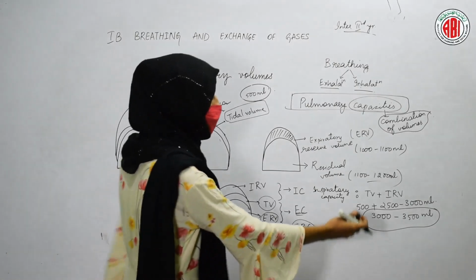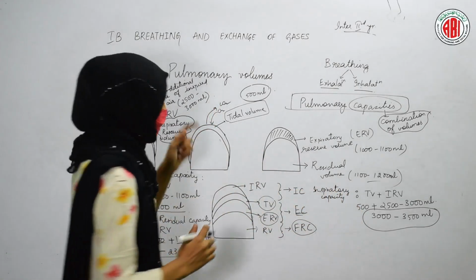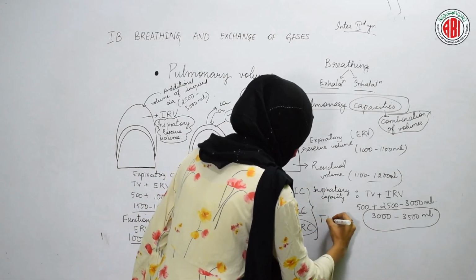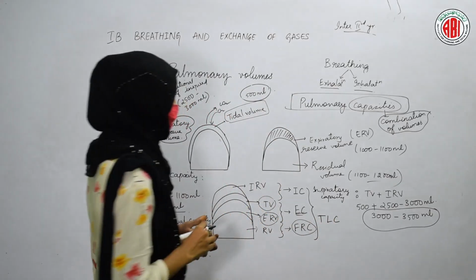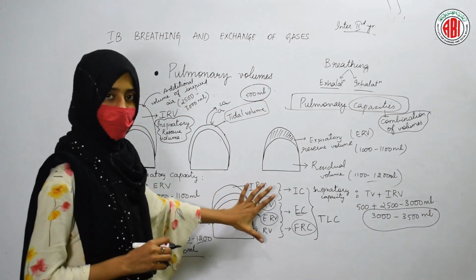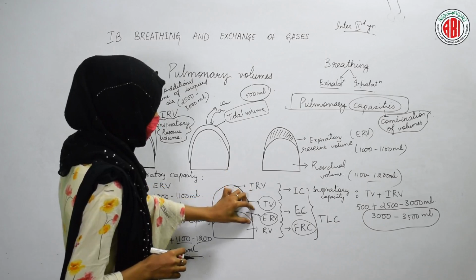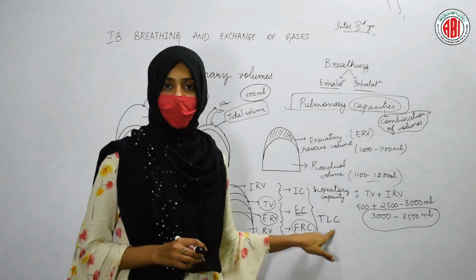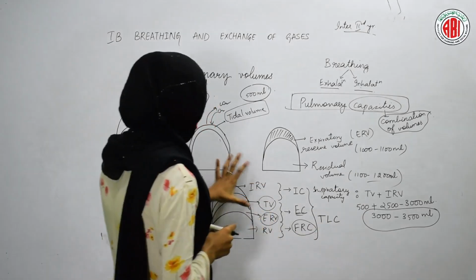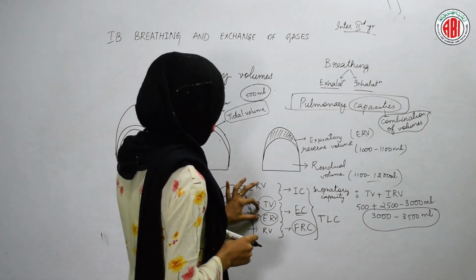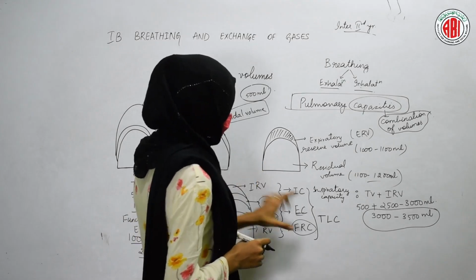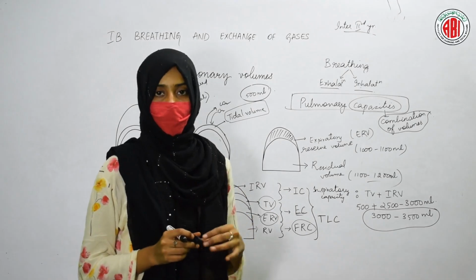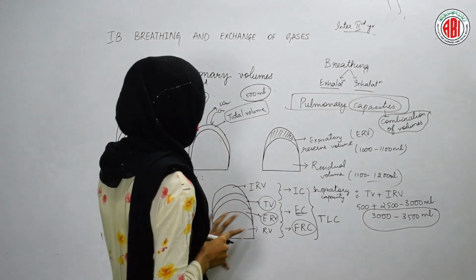When we combine all these capacities together, it is termed total lung capacity, TLC. If we combine all these volumes like IRV, TV, ERV and RV, then it is termed total lung capacity. So when we combine all these volumes, we can calculate the total capacity of the lung.